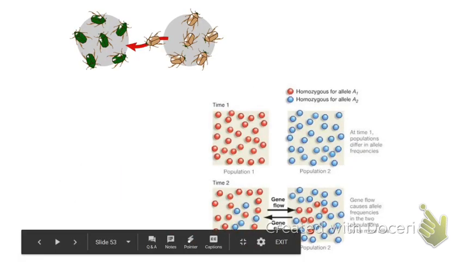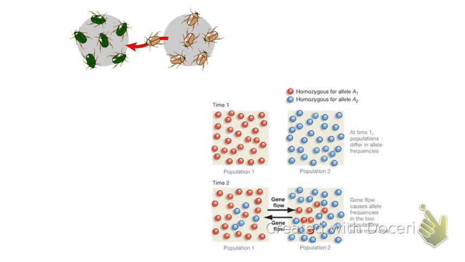Here we can see, if this light-colored beetle goes here, now this allele frequency is different, right? Because now you have genes for this light-colored beetle, and when the allele frequency changes, you have evolution. Here's another example where you have two separate populations, but then they start mixing, gene flow, and so the allele frequency will change. That also is known as evolution.